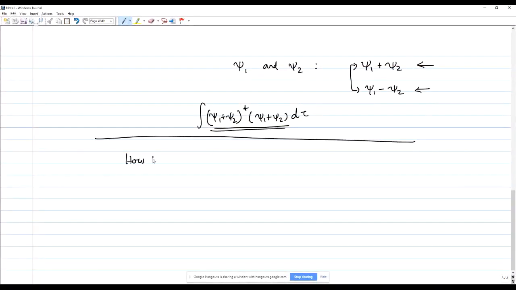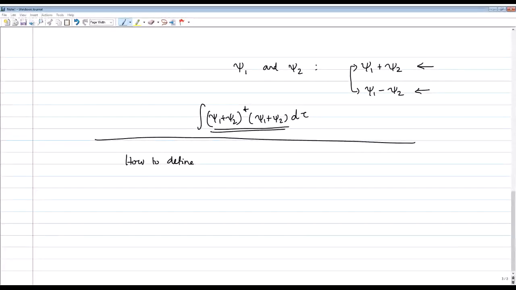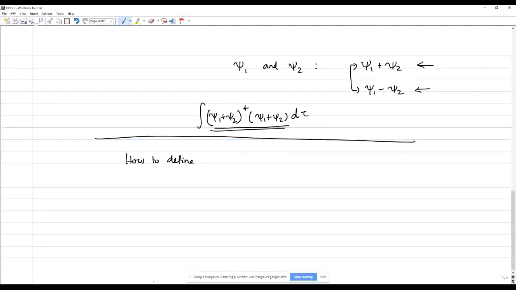How to define an orbital? I think that's what the question was. Let me just check. Yeah, how to define an orbital is the question. Okay.